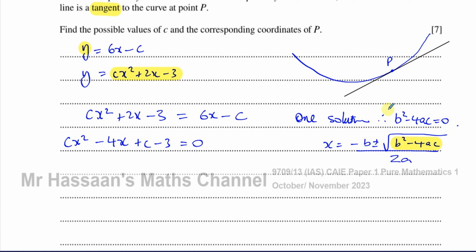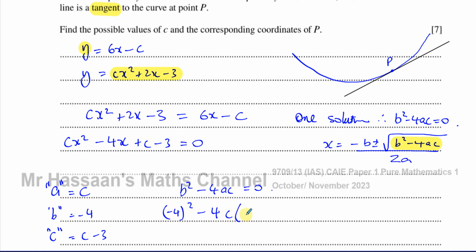So now what we want to see is the case where b squared minus 4ac is equal to 0, because there's one solution. It's called a repeated root. So in this case, in our formula, our a is c, our b is minus 4, and our c in this equation is the constant, which is c minus 3. Okay, so from the discriminant, we have b squared minus 4ac equals 0. So b is negative 4, so you have negative 4 squared minus 4 times a, which is c, times c, which is c minus 3, equals 0. Don't get confused between this c and that c. This is just from the formula.